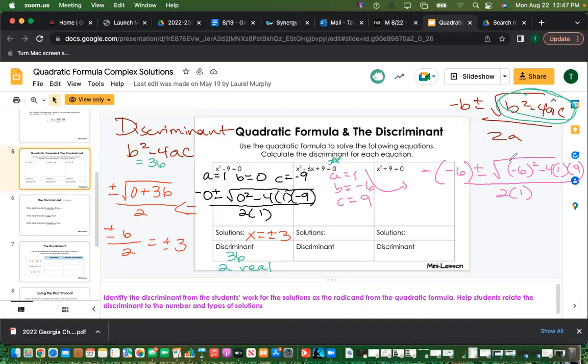So the best way to actually read this quadratic formula is to say opposite of b, because b is already negative. So what's the opposite of being negative? That's going to be positive 6. So notice how there's a negative and a negative. That's going to make that positive.